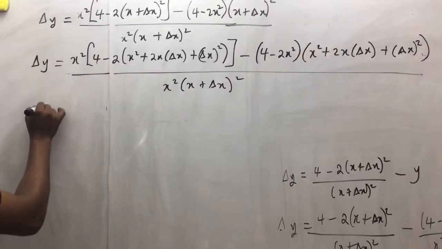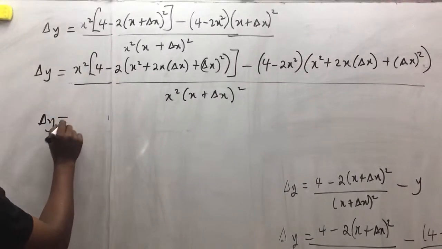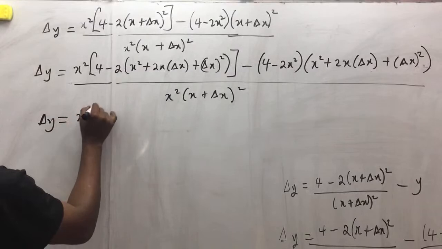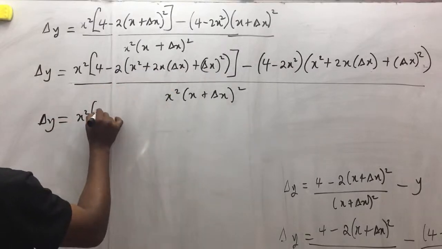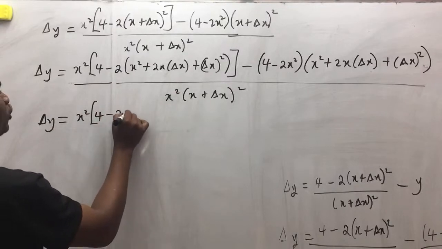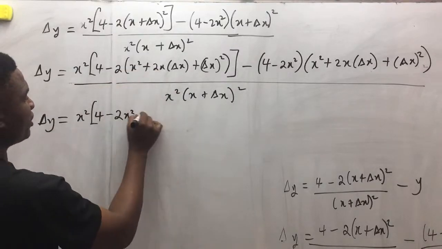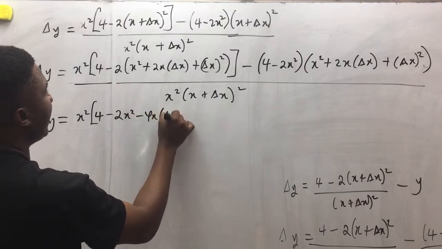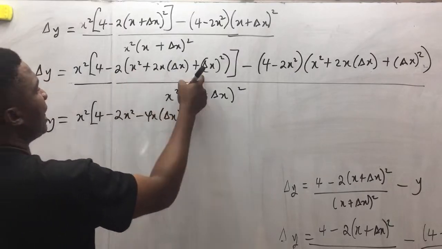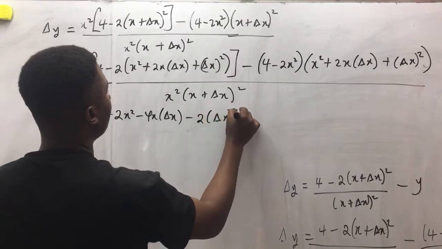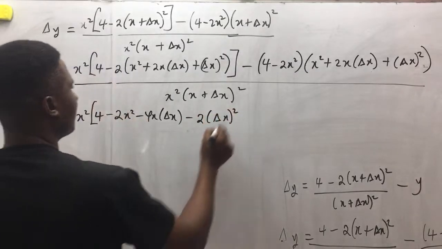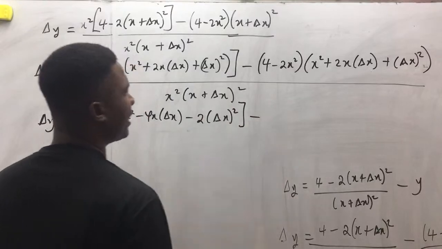Now, change in y will now give us x squared in bracket. I'm going to use 2 to open up this bracket. So I'm going to have 4 minus 2x squared, minus 2 times this will give us minus 4x change in x, and minus 2 times the last term will give us minus 2 change in x all squared. Okay? So I'm going to close this bracket, then come over here.